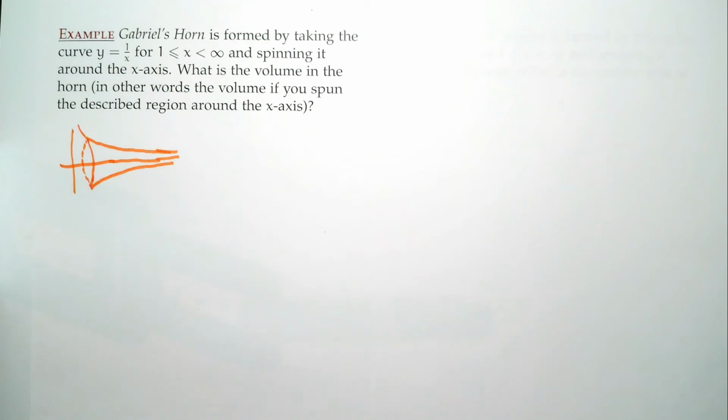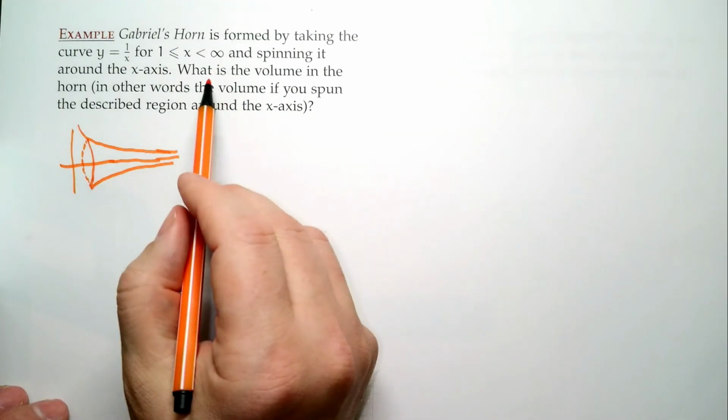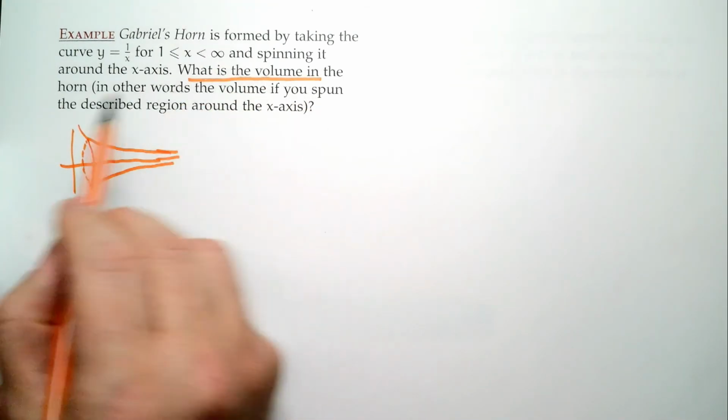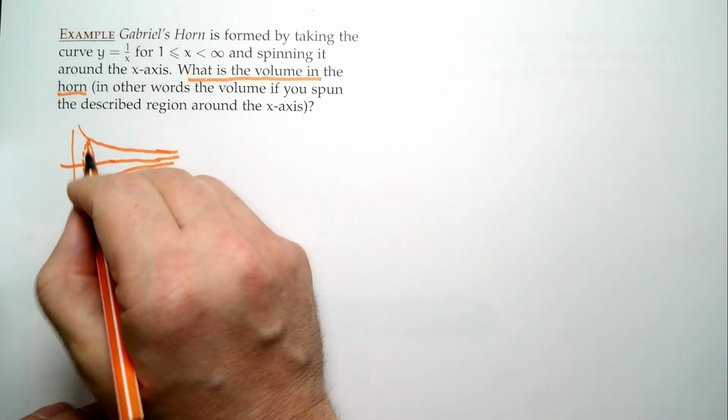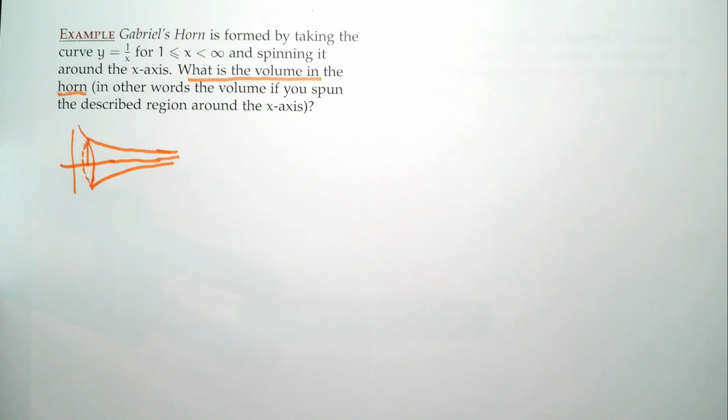The question is, what is the volume in the horn? So we're spinning our region here. Our region, if we were to shade it, is a big region.